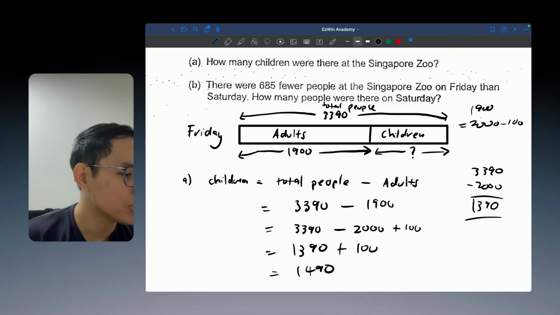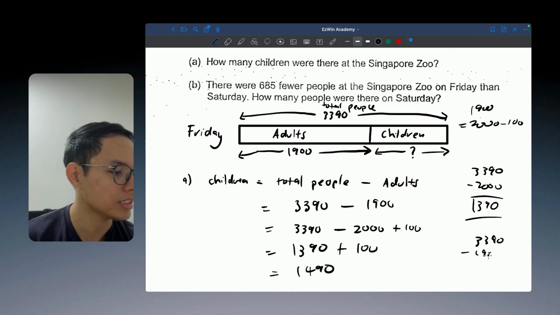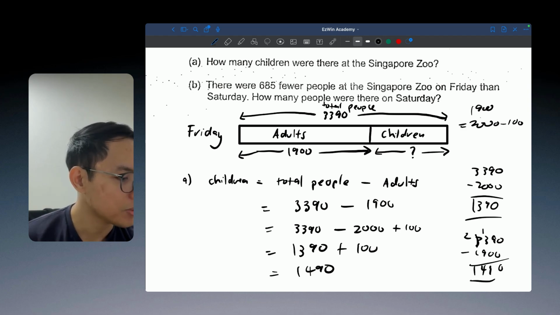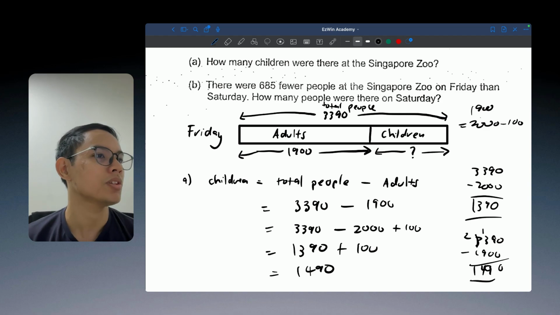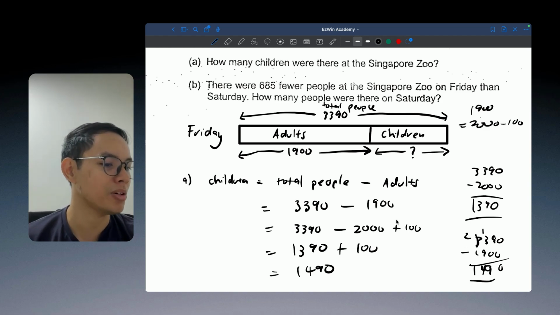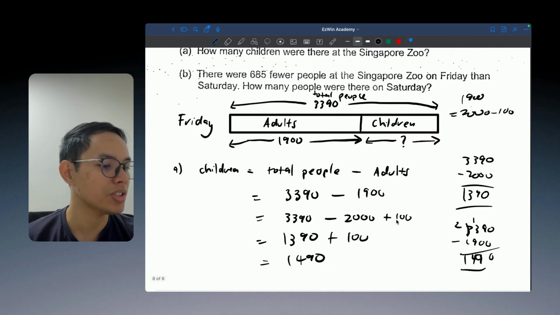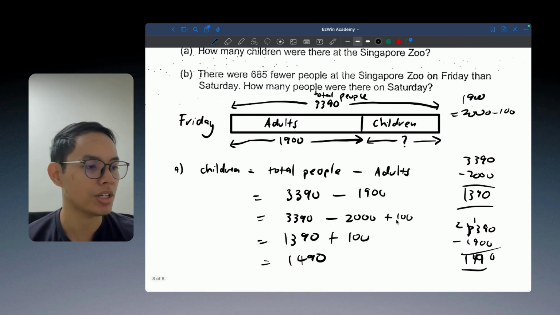Otherwise, you can also try to do the normal way, which is 3,390 minus 1,900, and then you just calculate. So 0, 9, 0, so 3 minus 9 cannot, so you borrow 1 from the 3, so this should be 2. So 13 minus 9 is 4, and 2 minus 1 is 1, so 1,490. That's what you see over here. That's how I do my mental calculations. So the answer for A should be 1,490.